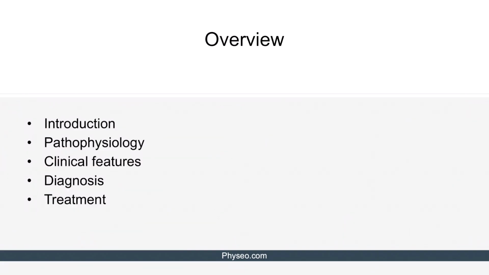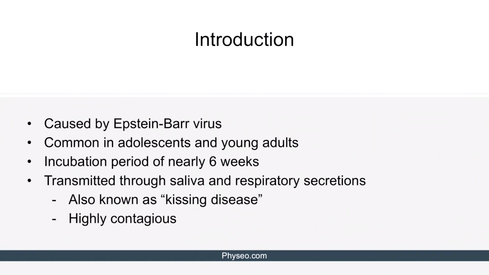We'll briefly go through the introduction, pathophysiology, clinical features, diagnosis, and treatment for each of these conditions. Let's begin with the introduction. Infectious mononucleosis is an infection caused by the Epstein-Barr virus, commonly affecting adolescents and young adults. The virus has an incubation period of nearly 6 weeks.